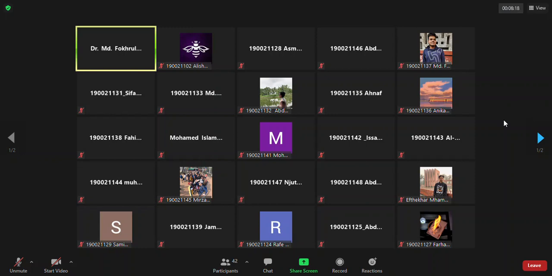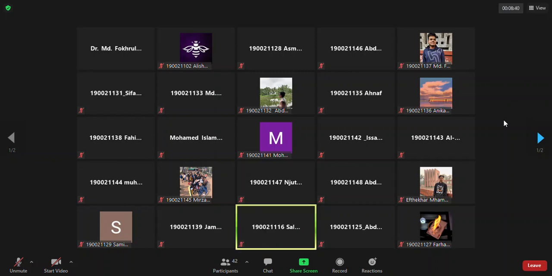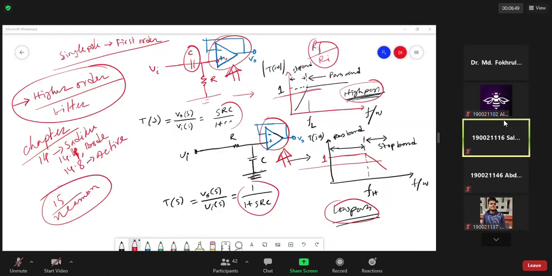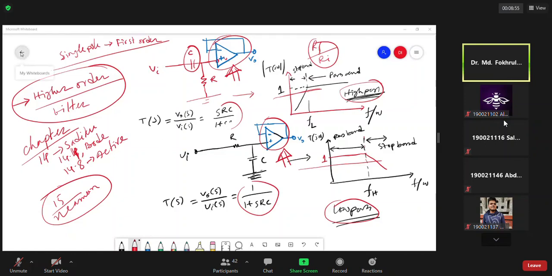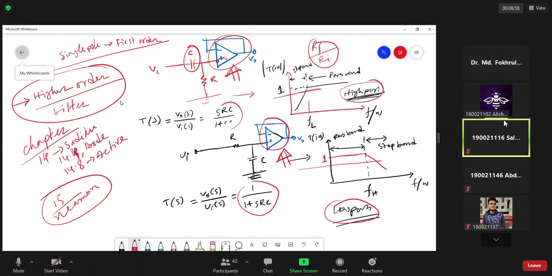So basically today we will discuss an important application of the operational amplifier. One of the important applications is the filter. Have you heard about the filter before? Yes, sir. What is a filter? It only allows a certain part of the frequency range, and the rest of the frequencies are rejected. Yes, sir. Okay.